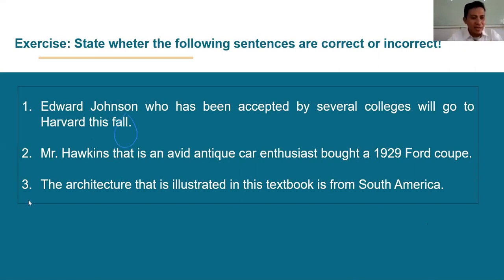Okay, number 3. Is it a good sentence or not? Yes, it's a good sentence, sir. So numbers 1 and 2 are non-restrictive clauses, and number 3 is a restrictive clause. In restrictive clauses we don't need a comma, and we can use that. Okay, you got it? Yes, sir.